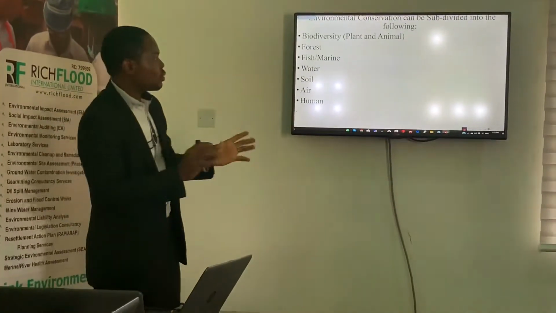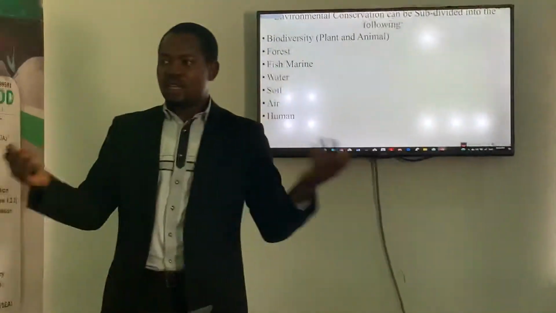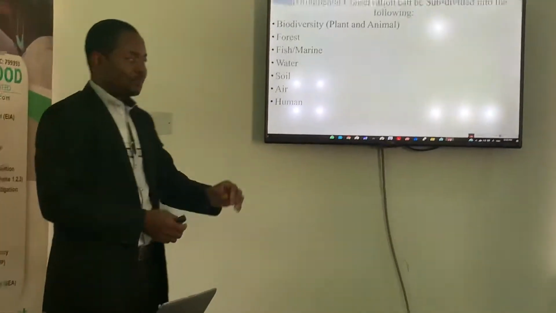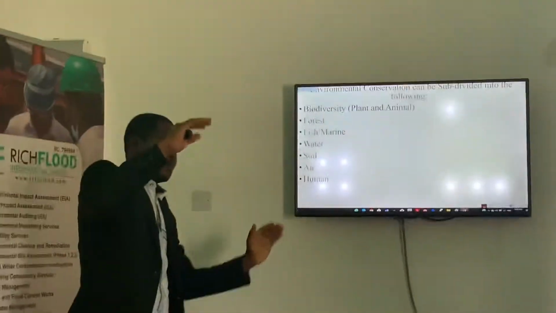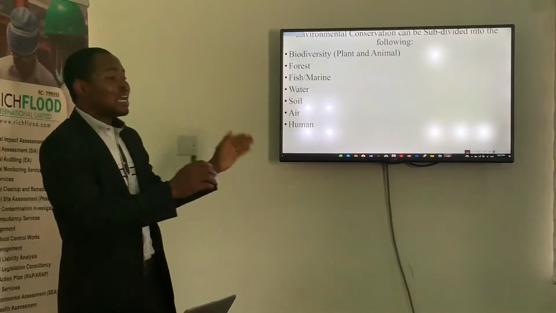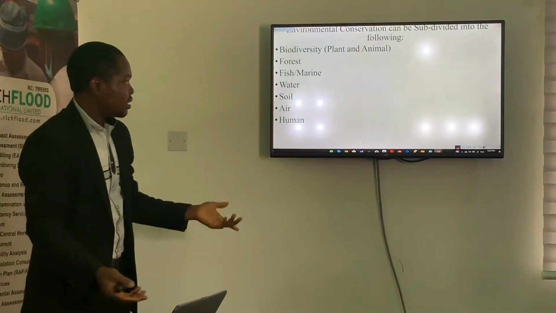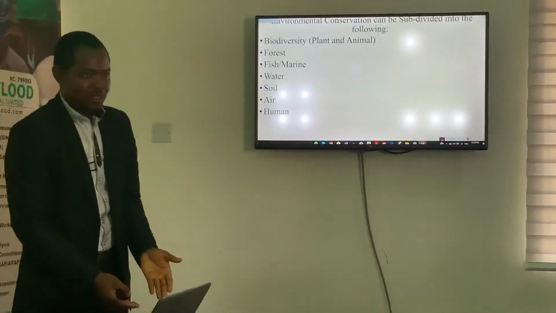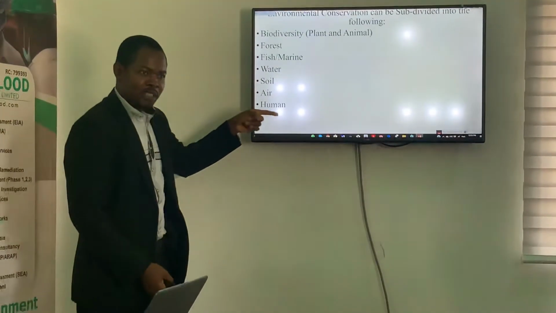Now, the environment as we see it, we say it's made up of the biotic and abiotic components of Earth. Now, for us to really look at conserving the environment, we have to break it down. The biodiversity, that's the plants and animals, they have their environment. The forest, it's an environment. The fish, that's the marine life, it's an environment. Water itself, it's an environment. Soil, air, and then human.